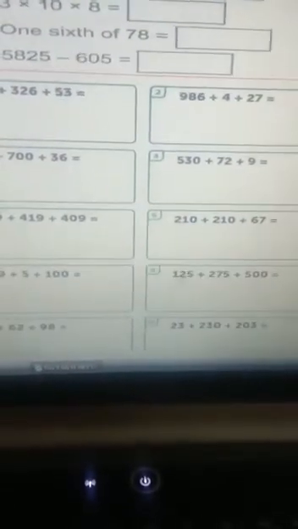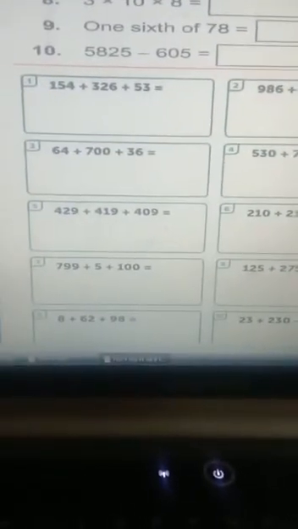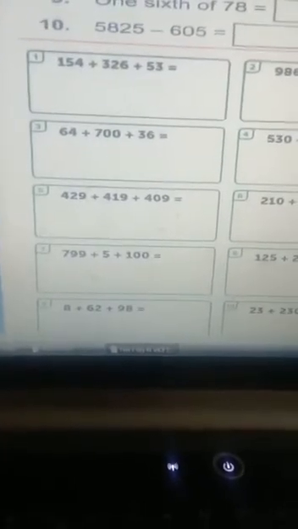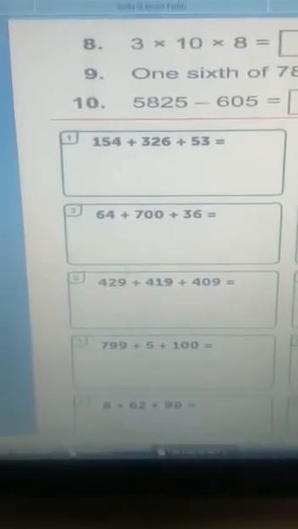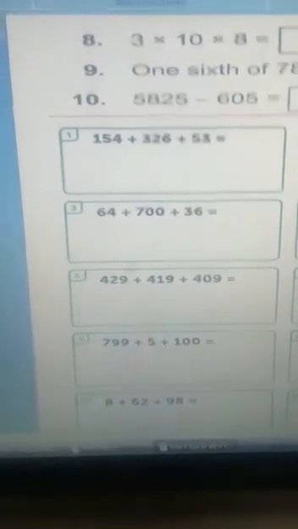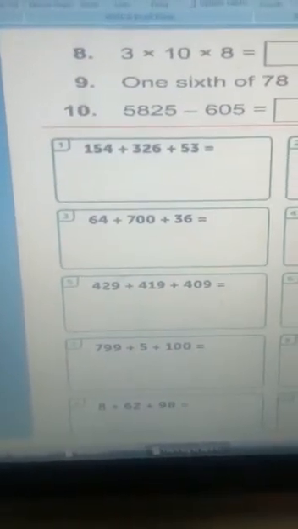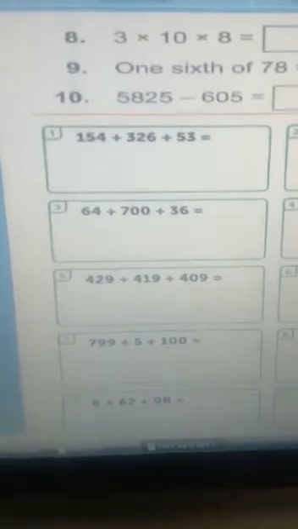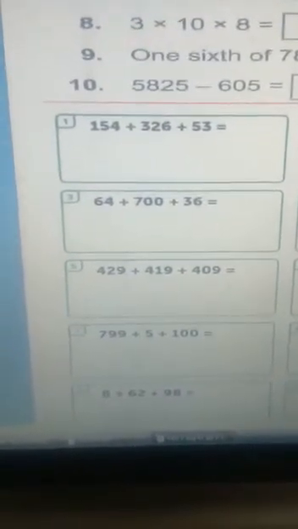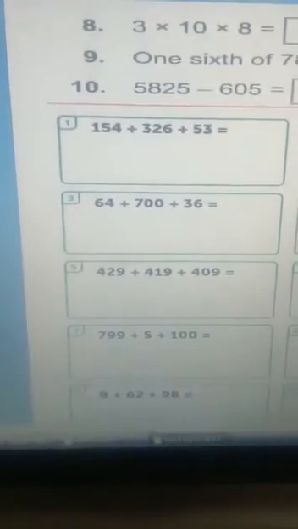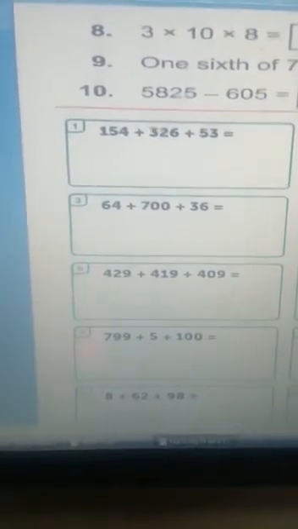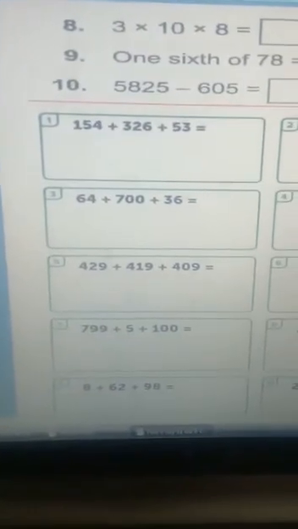Okay, we're going to be adding some up to 3-digit numbers. So if you can use your mental skills, if you look at the numbers very carefully, so if you look at number 1, 154 plus 326 plus 53, if you can't do it in your head, write them out in columns, but you should be able to use your mental skills. So if you count the units first, so 4 plus 6 plus 3, what does that add? Anything to carry over into the tens column? So see how well you can get through that.